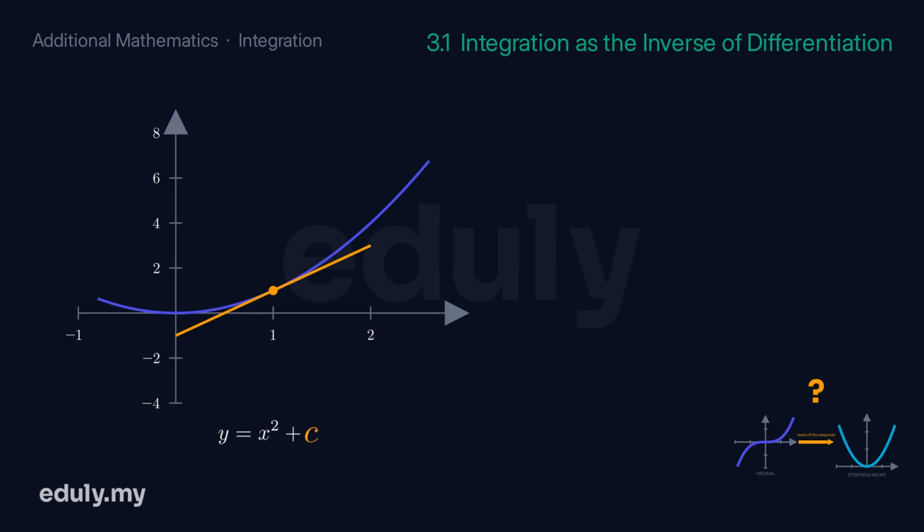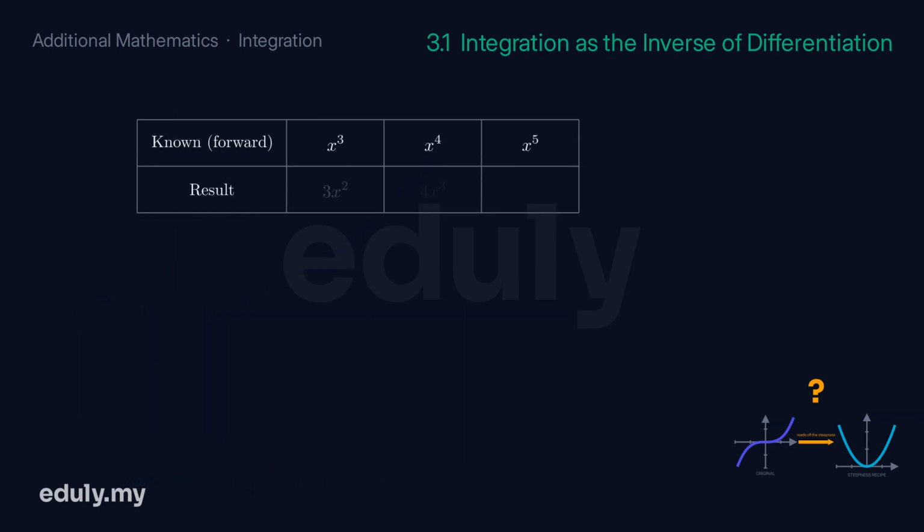This reverse process has its own name: integration. Start from 3 already known facts. Differentiating x cubed gives 3x squared. Differentiating x to the 4th gives 4x cubed. Differentiating x to the 5th gives 5x to the 4th.